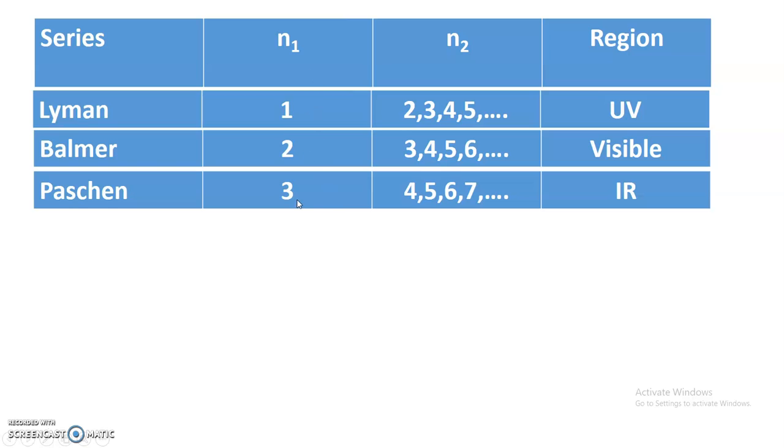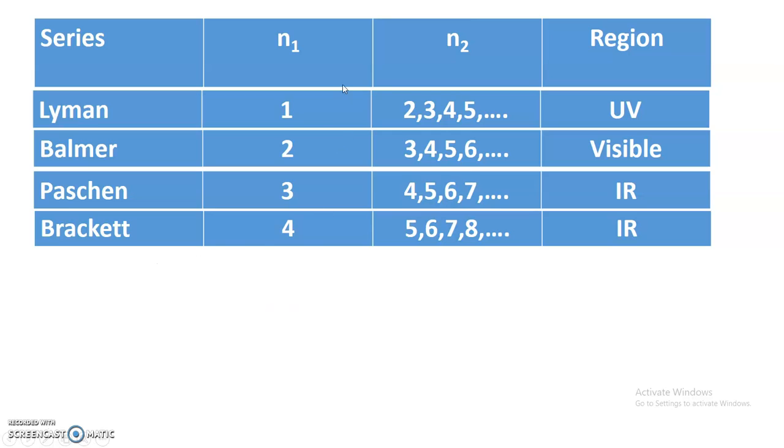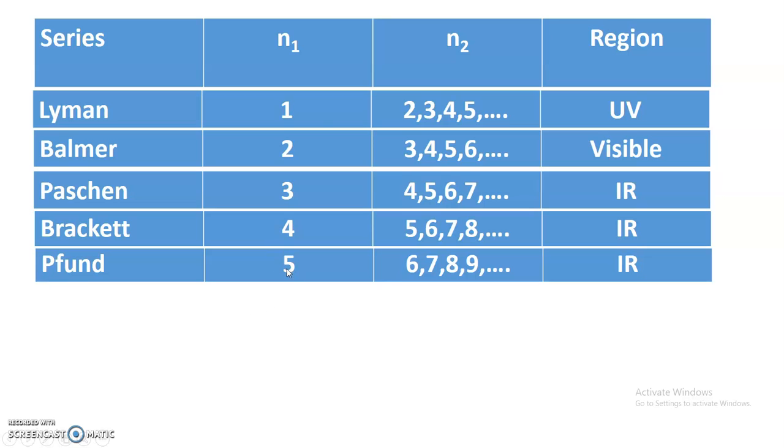For the Paschen series, n1 is equal to 3 and n2, that is the higher energy levels, are 4, 5, 6, 7 and so on; it appears in the IR region. For the Brackett series, the value of n1 is equal to 4 and n2, that is the higher energy level, is 5, 6, 7, 8 and so on; it appears in the IR region. And for the Pfund series, the lower energy level or ground state is 5, n1 is equal to 5, and the value of n2 is 6, 7, 8, 9 and so on. It also appears in the infrared region.